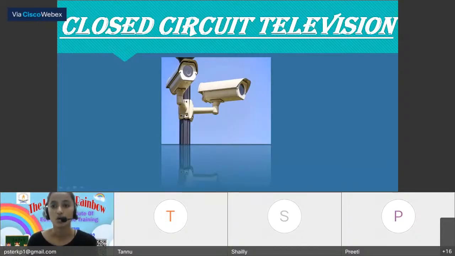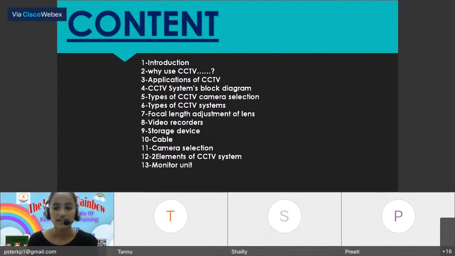So my topic is closed circuit television, CCTV. First of all, let us take a look at the content of our today's discussion. Today we will discuss why we use CCTV, applications of CCTV, CCTV systems block diagram, types of CCTV camera selection, types of CCTV systems, focal length adjustment of lens, video recorders, storage device, cable, camera selection, elements of CCTV system.